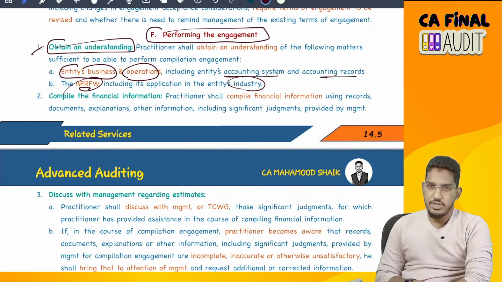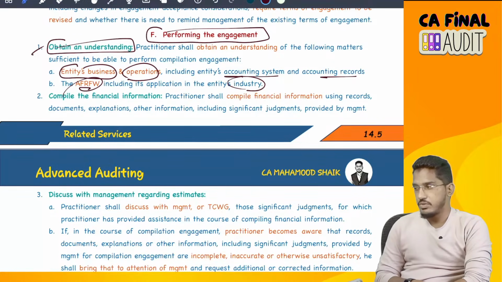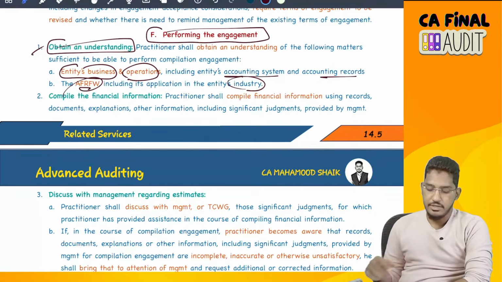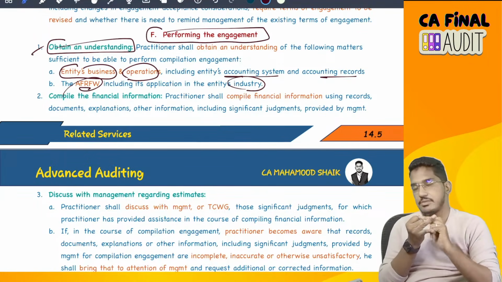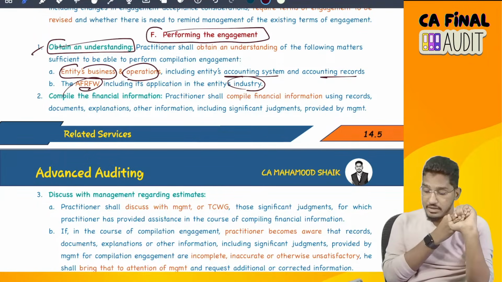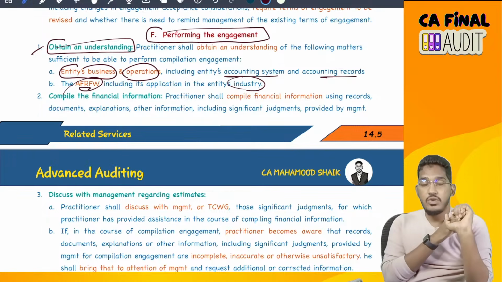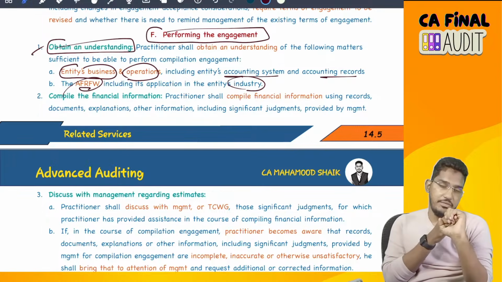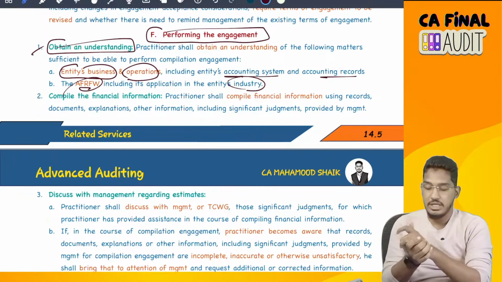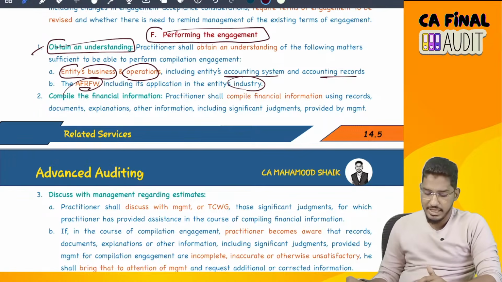Why? Because if you have to judge which accounting policy is correct, how much provisions they have to create, what disclosures they are required to give, if you want to verify all that, you can get it done. You can give better assistance regarding compilation of financial statements only when you understand your client's business, their operations, which industry they belong to, and what the requirements of the applicable financial reporting framework are. Only when you understand it can you perform the engagement.